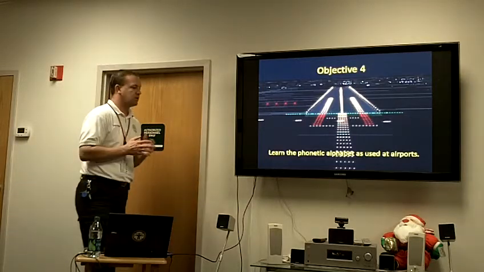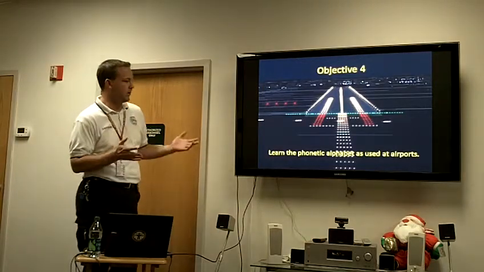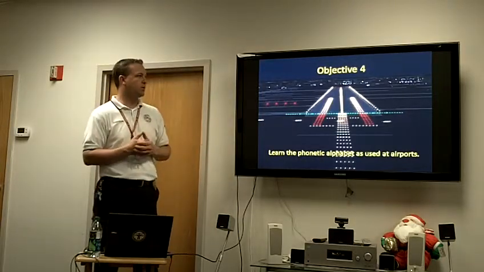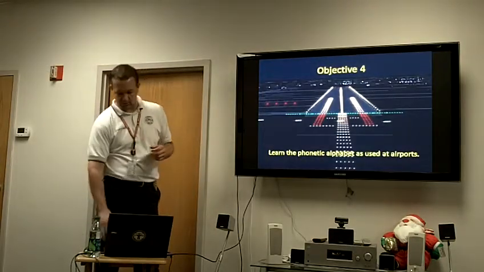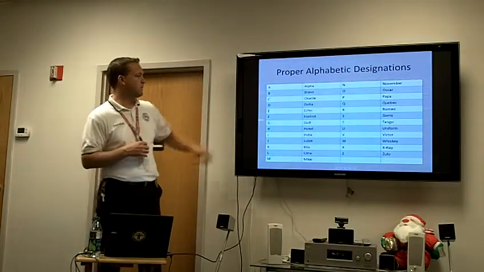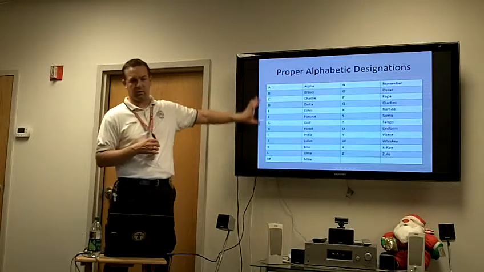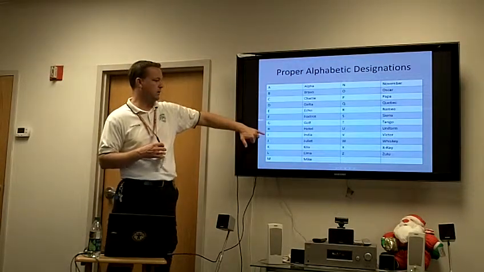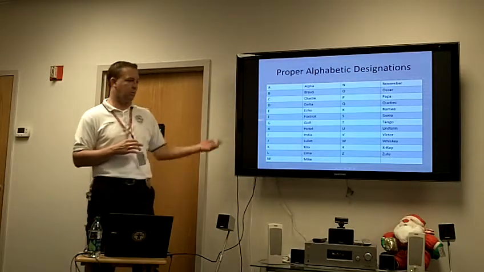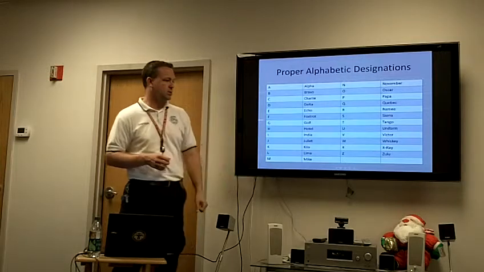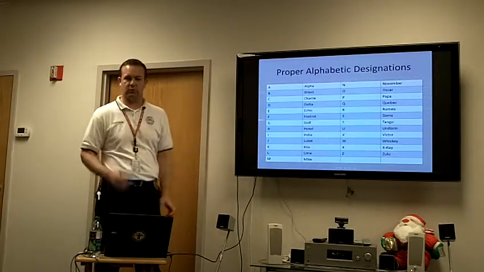Alright, objective 4, we're going to learn the phonetic alphabet. It's on the next page. I'll give you just a short period to look over. As it appears, there's not many changes between what most fire department members are used to and what the airport uses. I for India may be the only one that people are not as familiar with. The other letters seem to be consistent across the board.